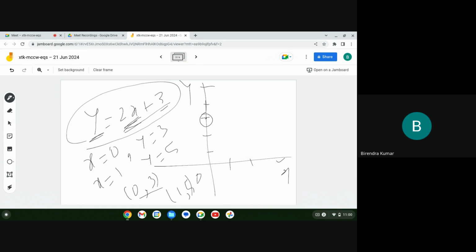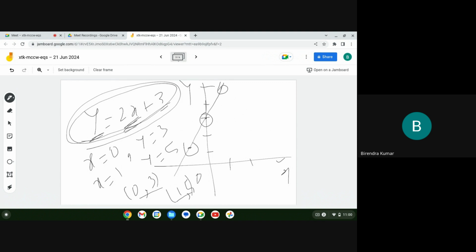This is my first point. (1, 5): when x is 1, y is 5. This is the second point. Join these two. This is your linear equation. This is a line. Now, if you pick any point here, that also will follow this method. It cannot change. Okay. Now, this is a linear equation.